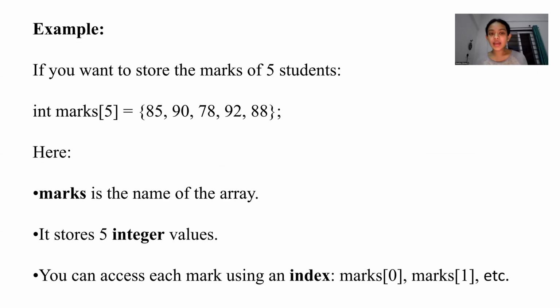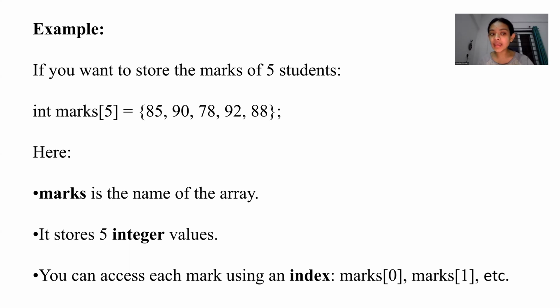Example for arrays. In case you want to store the marks of 5 students, you are going to write the statement int marks[5]. The marks are of the user's choice, whatever is scored by the students, like the example we have taken: 85, 90, 78, 92, 88. The indexing starts with 0, so 85 will have the index 0, and the last index goes to n minus 1.